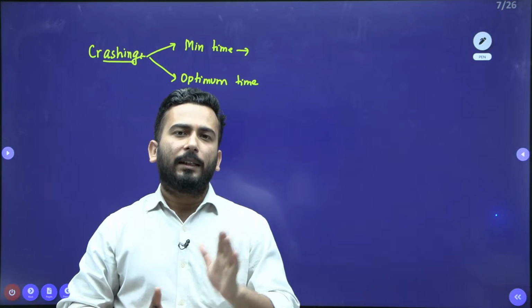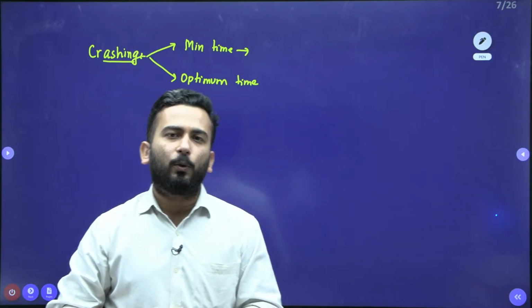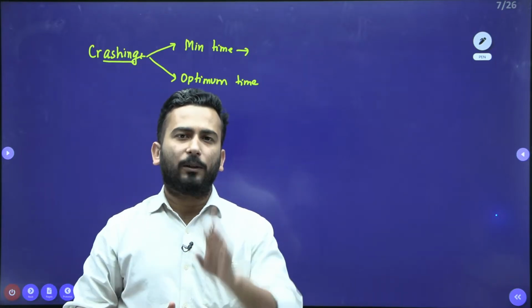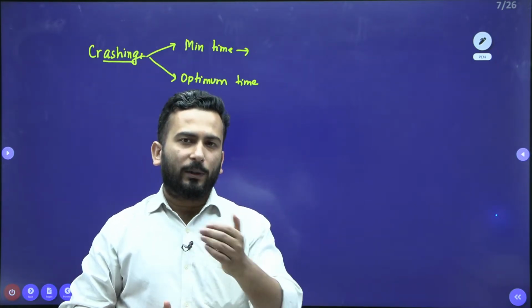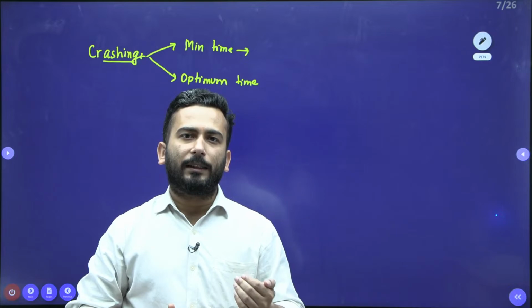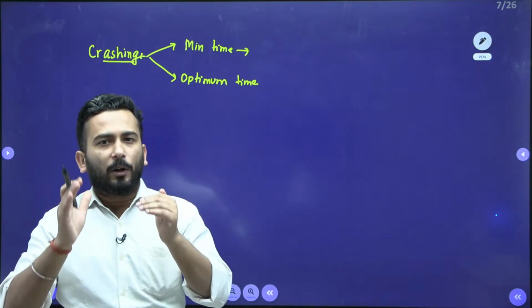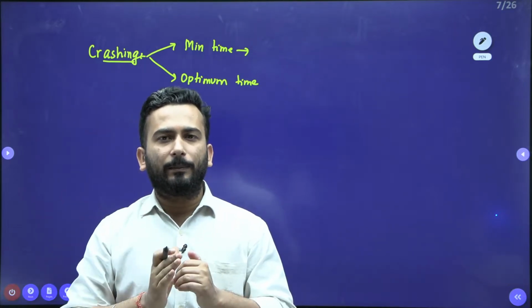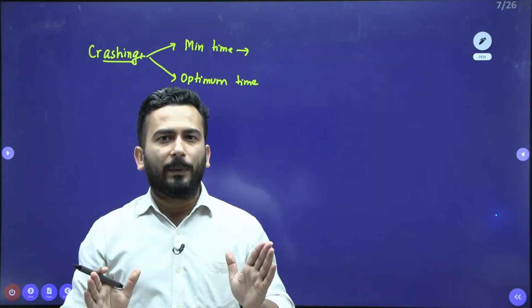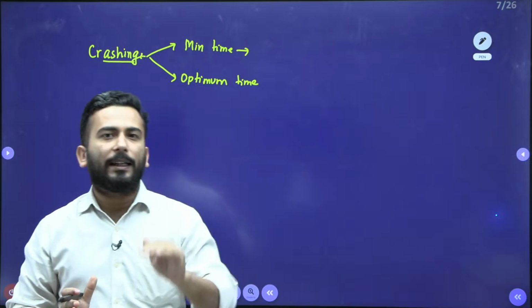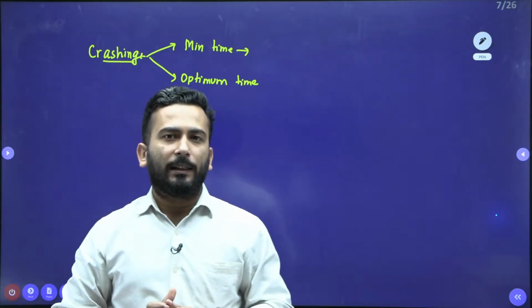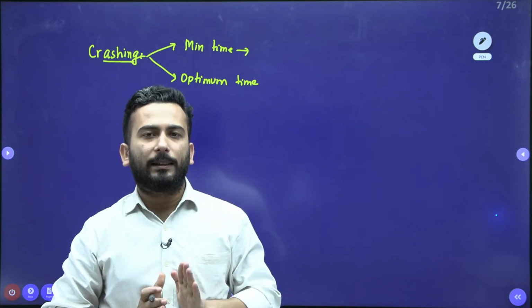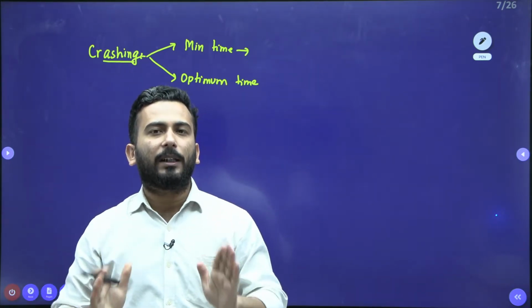Now suppose in this case they are asking you to crash by 5 days. What is the difference? 4 days. And now they are asking you to crash by 5 days. So what will you do? For the first 4 days, I can easily crash the critical path. From 15 I will come to 11. And for the next 1 day, now you have two critical paths. So I will have to crash both the paths. Then only the entire project duration will come down.